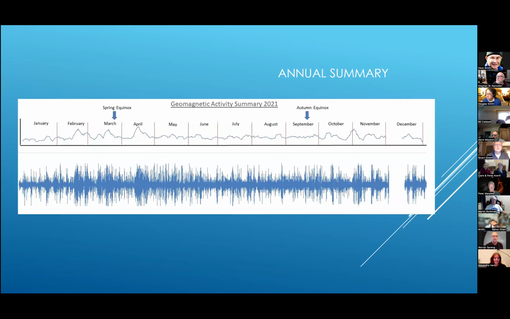Or you can do it over a year. This is 2021. And you can see the rate of change and the location in time of different events and how, this top chart is a rolling summary of this one, but basically it's allowing me to take out all these fine details and providing a rolling average, that's what I was looking for, of this data.